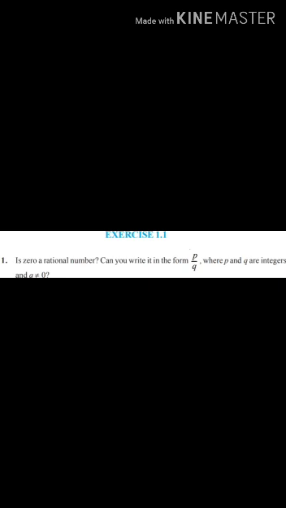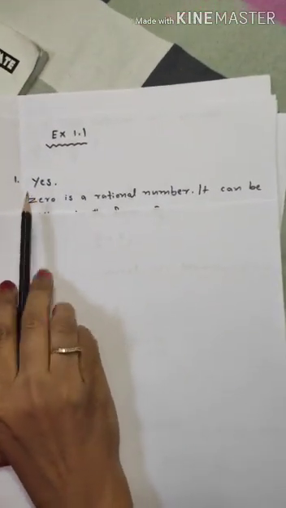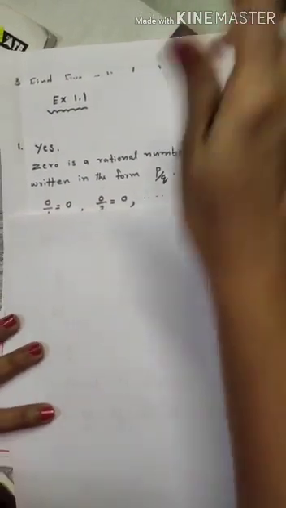So what is your opinion about this question? Can you write 0 in the form of p by q? And can you say that 0 is a rational number? So it is obvious that 0 is a rational number. So we may write the answer like this. Yes, 0 is a rational number.